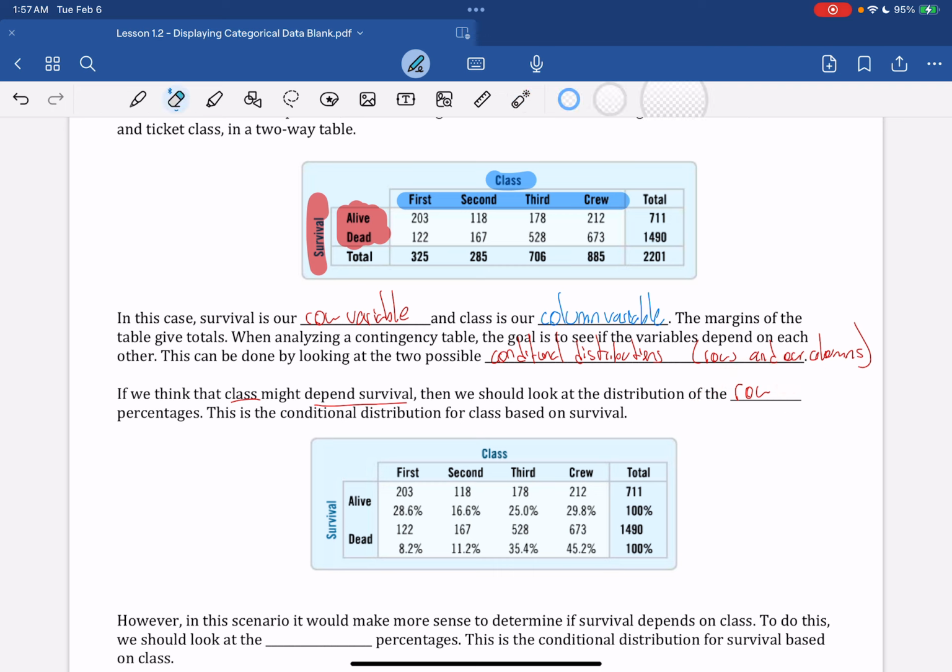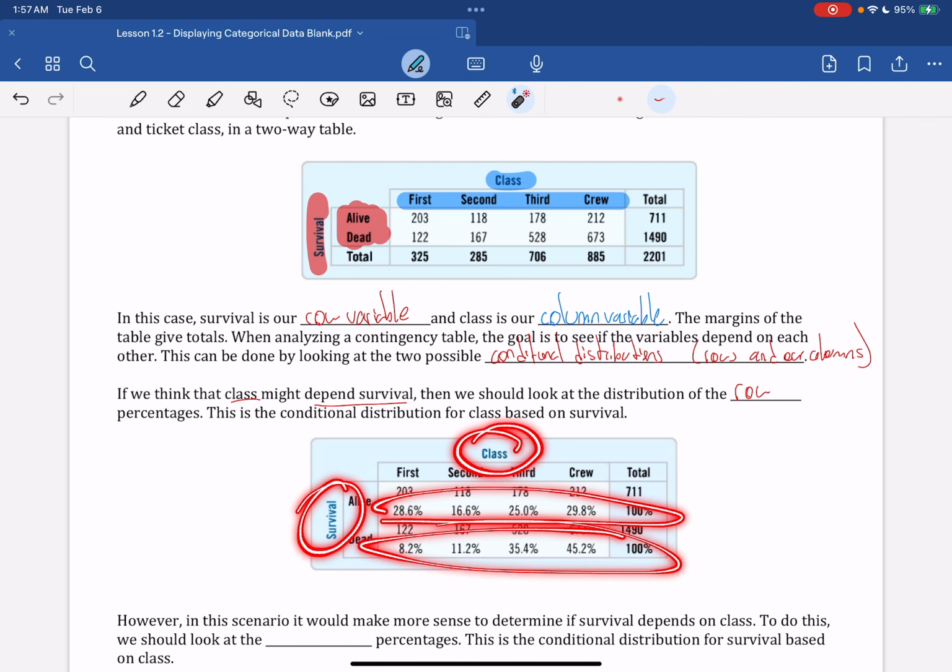So I'm going to take the percentage of each of these. This 203, my 120 or 122. Make sure I'm totaling up all these values, that my alives and my deads still sum to give it all together. This is the conditional distribution for class based on survival. So class based on survival will be these percentages here.